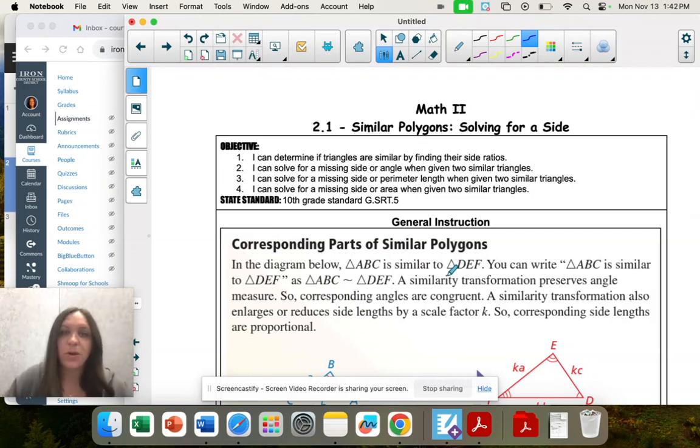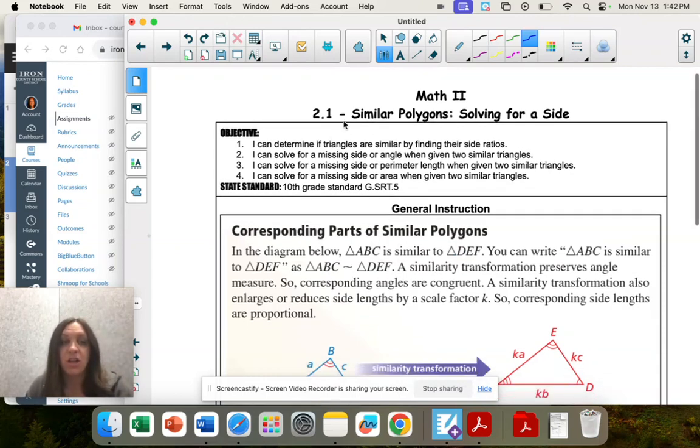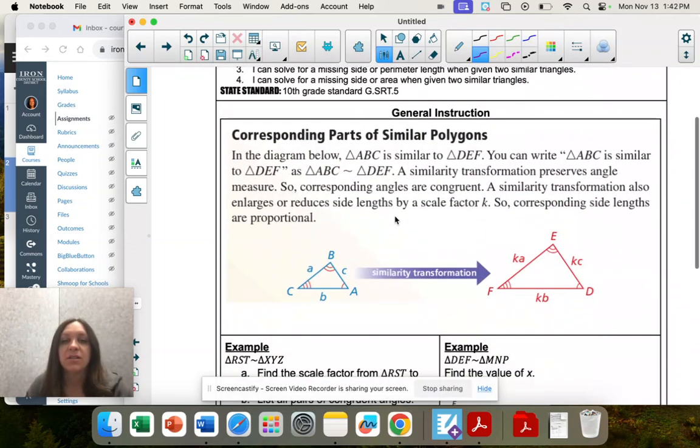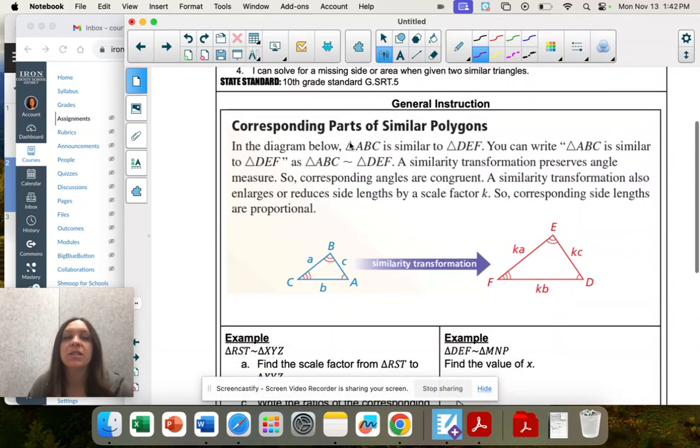Okay, welcome to 2.1. We're looking at similar polygons where we're solving for a certain side. So there's a lot here. This is 2 pages of notes just to start with. So first thing you need to know, similar polygons.